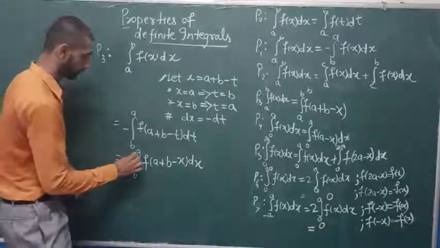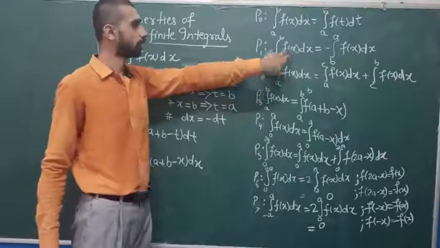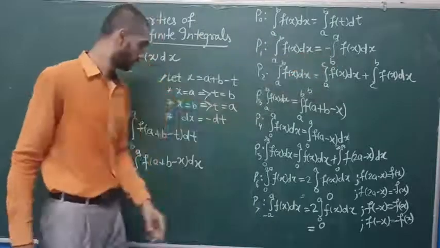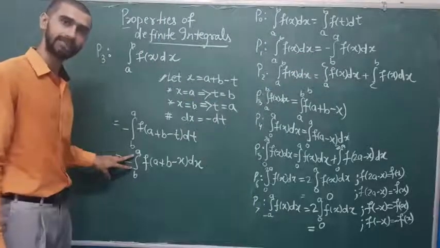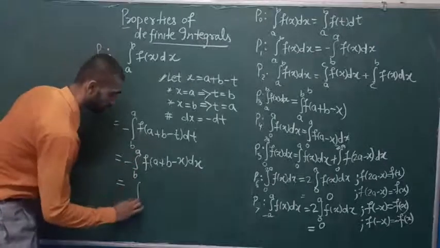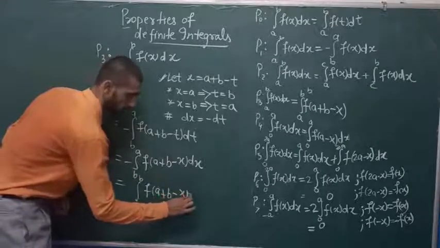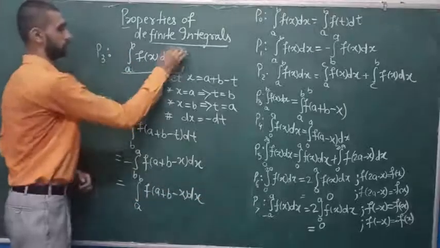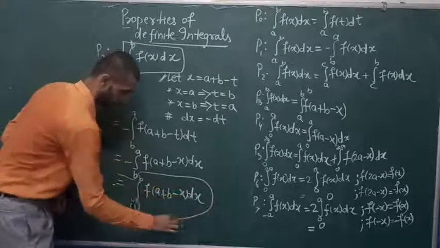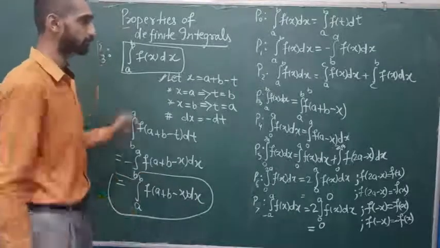Here we go. And from property P1, if I interchange the limits, then the sign becomes negative. So I will change the limits here, and the two minuses together will make it positive. So starting with here, we got this. So this is the proof of P3. This is P3. Now let's move.